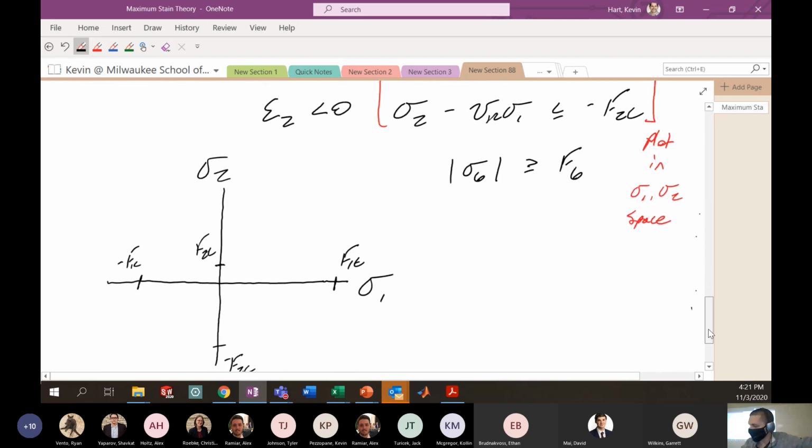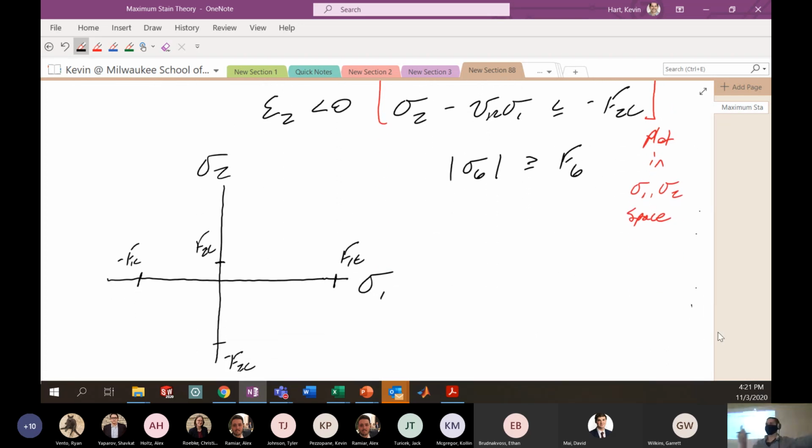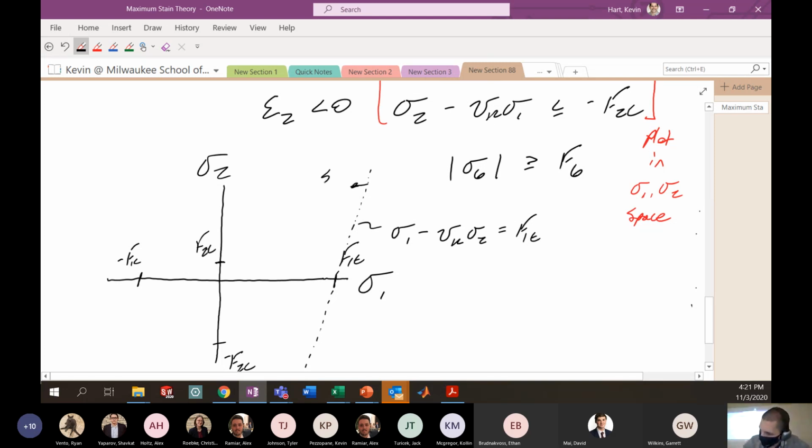But I think you guys passed algebra. Otherwise, you wouldn't be in this class. So good for you guys. You see an equation that looks something like this. Okay, so this is the line that is defined by sigma 1 minus nu 1,2 sigma 2 equals F1T. If we're left of that line, we're safe. If we're right of that line, we fail.